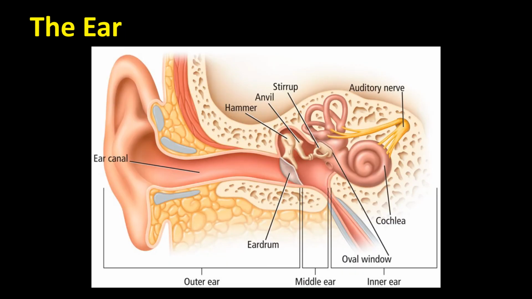Our ears are pretty complicated, but fundamentally what they do is they detect that vibration that is traveling through the air. And it will be detected by our eardrum and other parts contained in this auditory device.